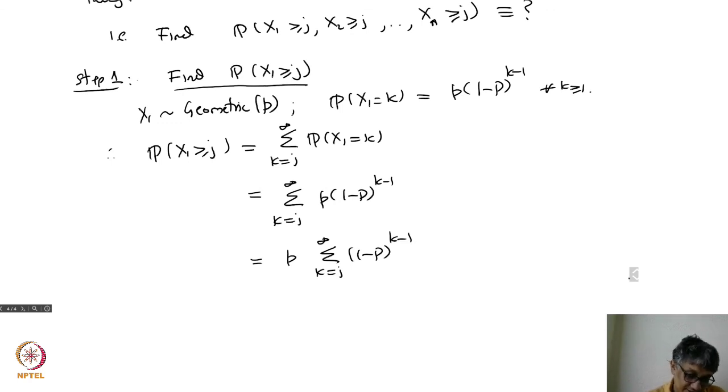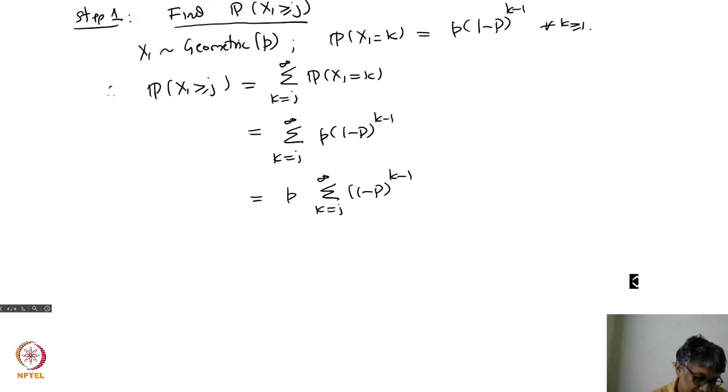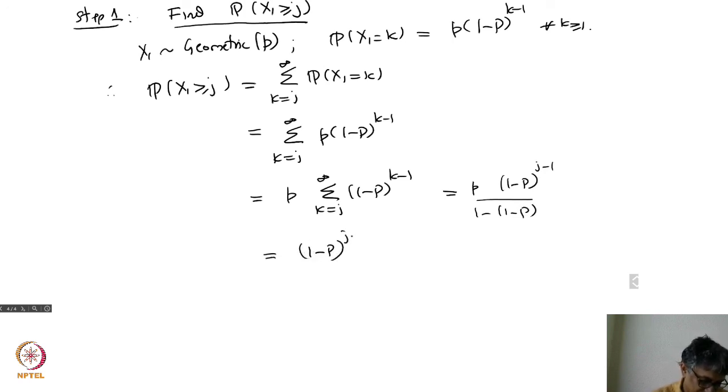This is a geometric series, and one can understand that calculation as p times b divided by 1 minus r. Here b is (1 minus p) to the j minus 1, divided by 1 minus (1 minus p). And if you do the calculation, you just get (1 minus p) to the j minus 1. This is what you get.